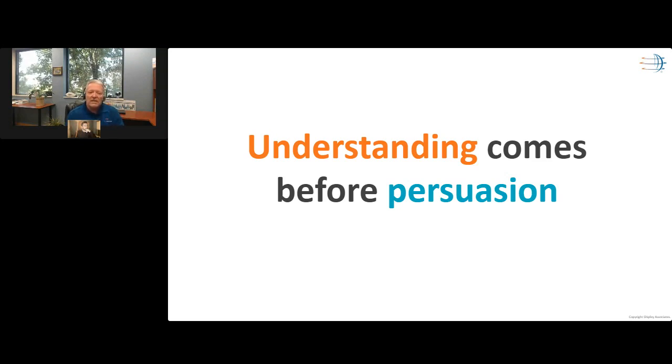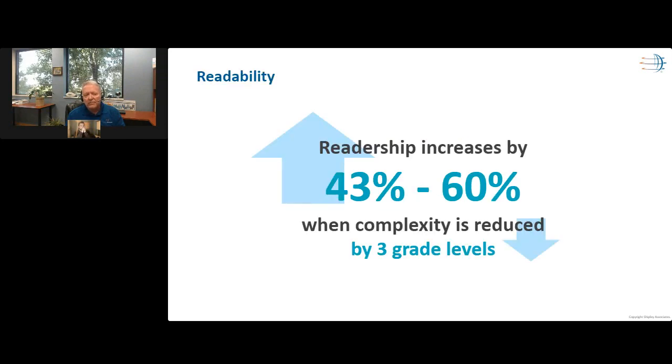And understanding has to come before an evaluator, a customer, is going to be persuaded. If they don't understand what we're writing, or what we're showing in a graphic or in a chart, they can't be persuaded. Understanding has to come before persuasion. Readership increases by 43 to 60% when complexity is reduced by 3 grade levels.